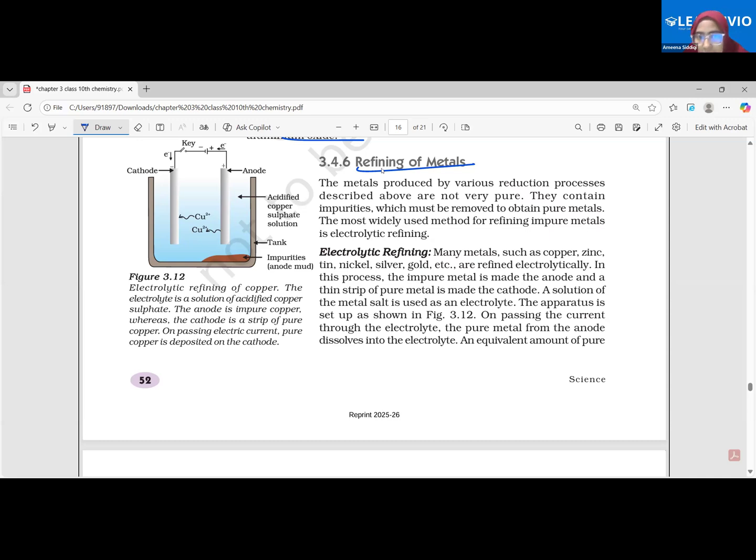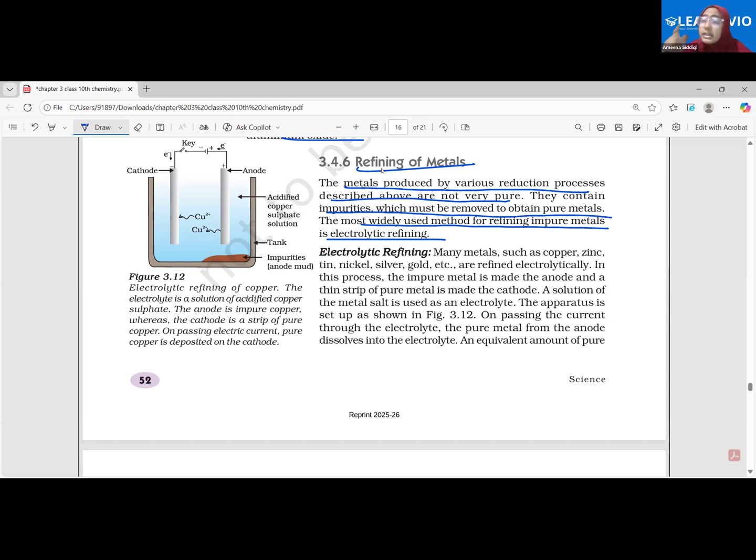See, the metals produced by various reduction processes described above are not very pure. Impurities must be removed to obtain pure metals. The most widely used method for refining impure metals is the electrolytic refining.